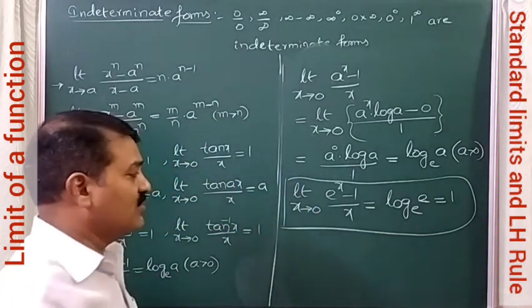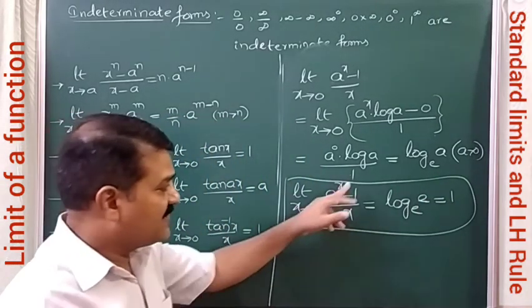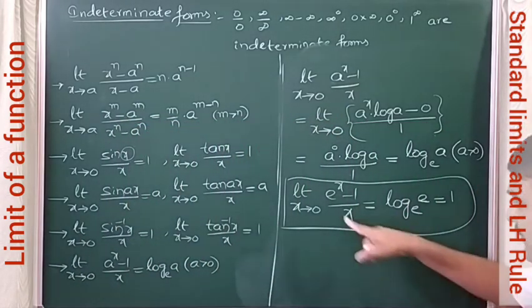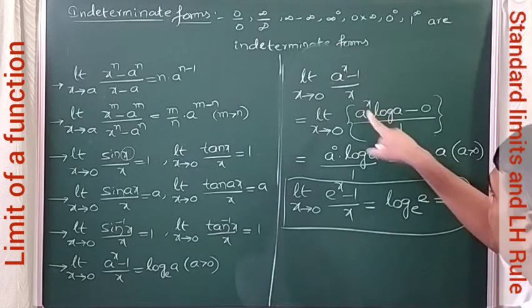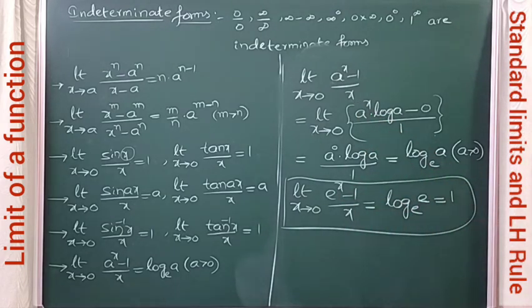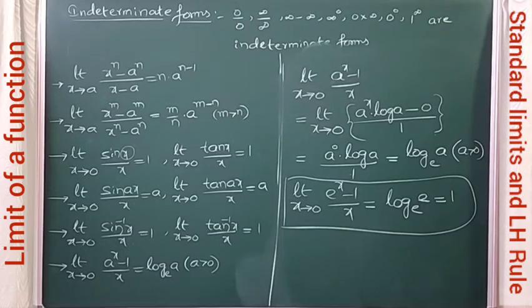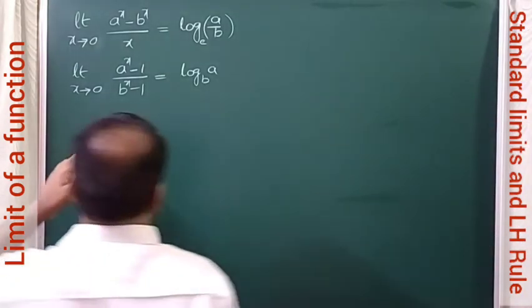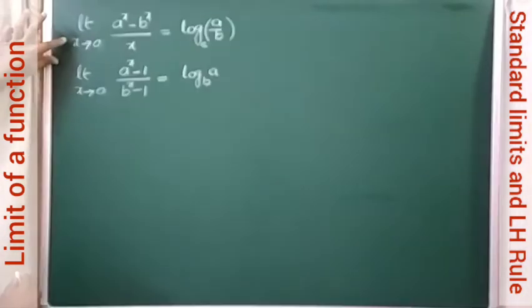Limit x tends to 0, e power x minus 1 by x is equal to 1. If you have a power x minus 1 by x, the answer is log a; for e power x minus 1 by x, your answer is 1. Now using this result, we are getting two more results. So how to get this, observe.